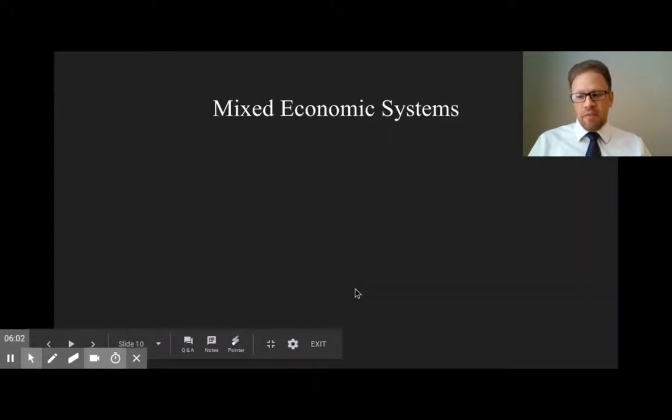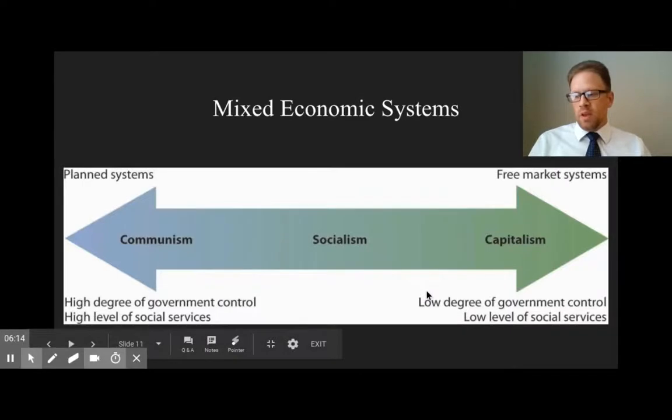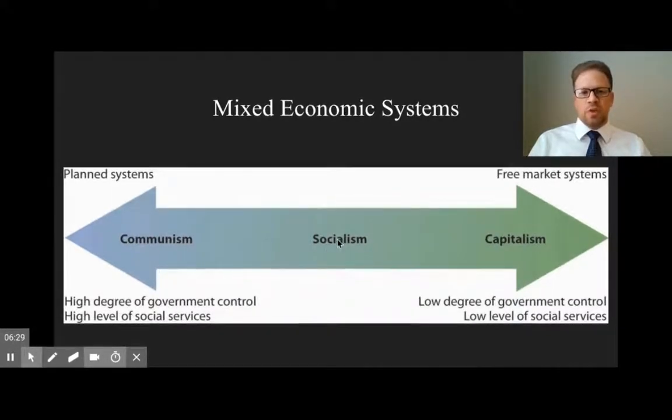Now, every modern economy is actually a mixed economic system, having some features of traditional, command, and market economies, but the mix is actually going to vary from one country to another. There are three main categories of mixed economies, which are classified according to the degree of government control. So at one end, we're going to have capitalism. At the other complete end, we're going to have communism. And in the middle, we're going to have socialism.